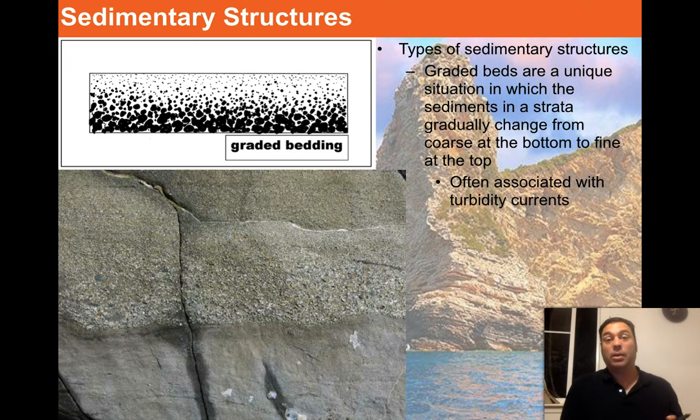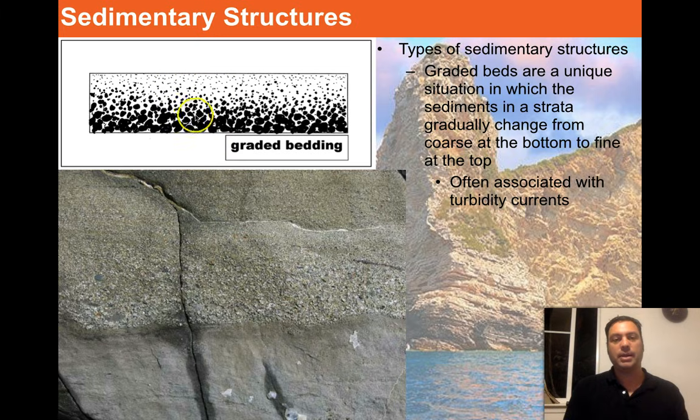All right, so another cool sedimentary structure that we need to be aware of is something called graded bedding. So graded bedding is when you have large grained stuff down here, perhaps conglomerate, and then maybe a zone of sandstone or sand up on top, and then on top you're going to get shale or mud rock of some sort. So graded beds are basically when it goes from large grain to small grain or vice versa. Graded beds are a unique situation in which the sediments in the strata gradually change from coarse to fine, and they're often associated with turbidity currents.